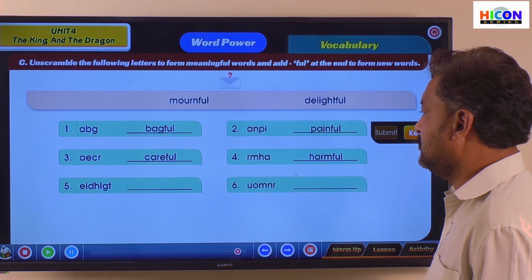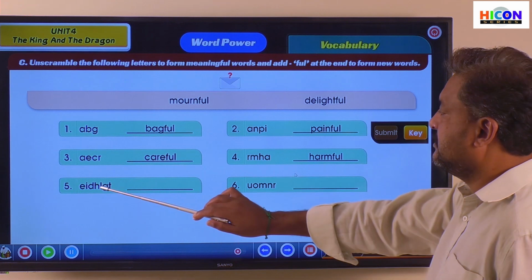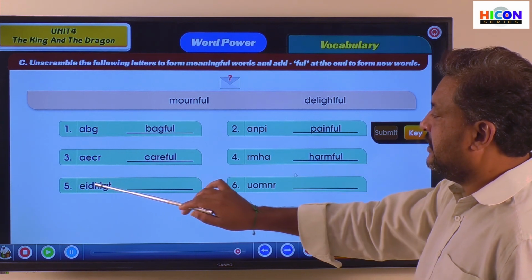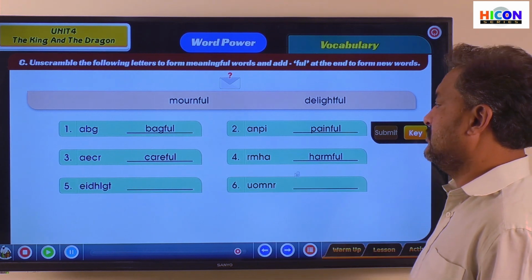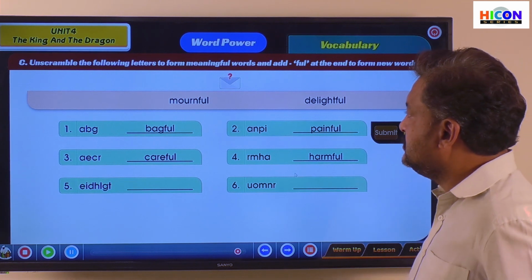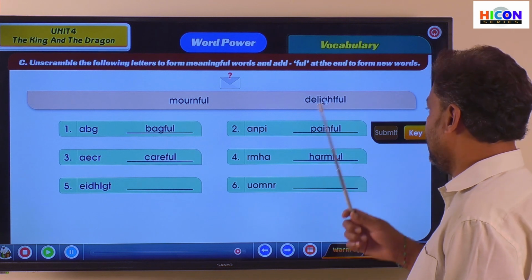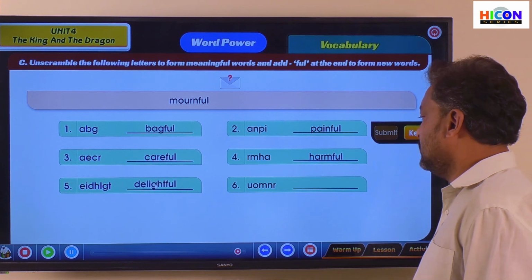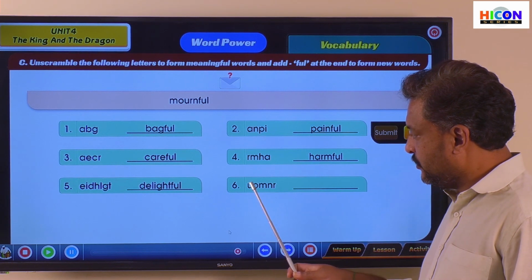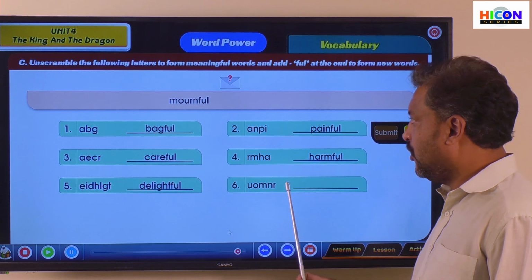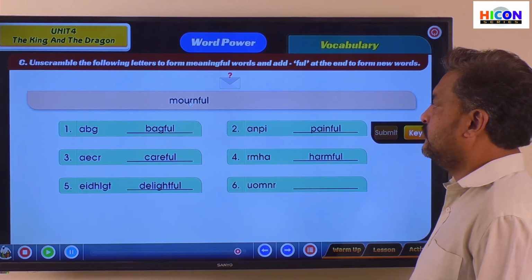E I D H L G T. Delight, isn't it? DELIGHT. So delight with ful, delightful. Yes, we have it. Delightful. And this is MOURN. Mournful, mournful.